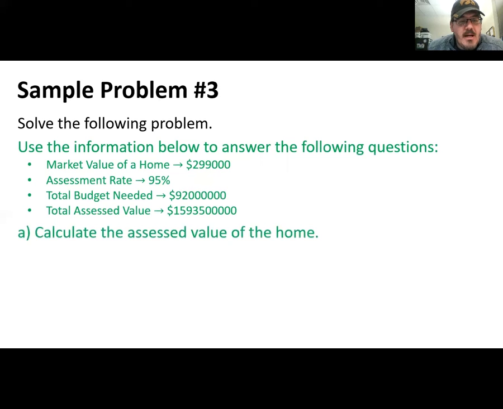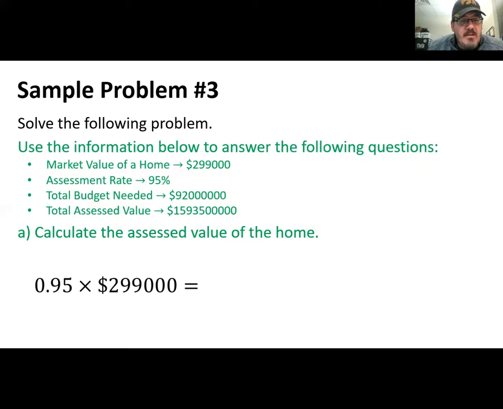The first thing we're going to do is calculate the assessed value of the home. Now again, the number they give you in the problem is the market value. Again, that's what the house is likely to sell for, or how much you have to spend to purchase the home. In this particular situation, the assessment rate, they figure out the assessed value by doing 95% of that market value. All right. So what we want to do to calculate the assessed value, again, is basically a straight multiplication.